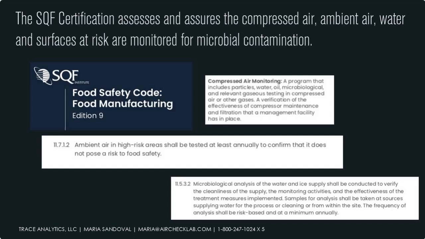So what I've done here, there are 10 codes in SQF, and each of those codes talk about something a little bit different. Excuse me. So what I've done here is pulled out randomly edition 9, which is the most recent SQF edition. And this is the food safety code for food manufacturing. And inside of that, you will see there is a glossary in the back that talks about compressed air monitoring. And inside of that definition, it talks about a program that includes particles, water, oil, microbiological, and relevant gaseous testing in compressed air and other gases.